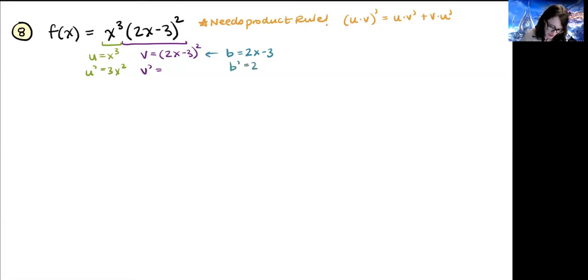So to differentiate our v, we're going to bring the 2 down and multiply. We leave the inside the same. So it'll be 2 times 2x minus 3 to the first power. Then we have to multiply all this by b prime. So it'll be times another 2. Okay, so again, here's 2b to the first, and then here's b prime. And that's how we would differentiate b to the second.